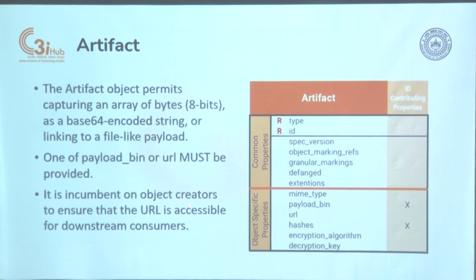So now it is incumbent on the object creators to ensure that the URL is accessible to the downstream consumer. So you cannot give a URL that is local to you, right. It has to be resolvable, right. Now this does not relate, see here you see that this observable has no relationship with any malware or anything, right. It is just a standalone object, right. Later on with relationship I have to relate this to something, otherwise what good is it, right.